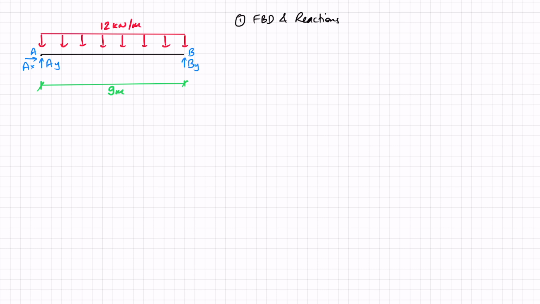We're just going to go systematically through forces and then moments just to understand how the UDL behaves. So starting off with the sum of forces in x equals 0, I've got AX and don't have any other horizontal reaction forces, so AX equals 0.